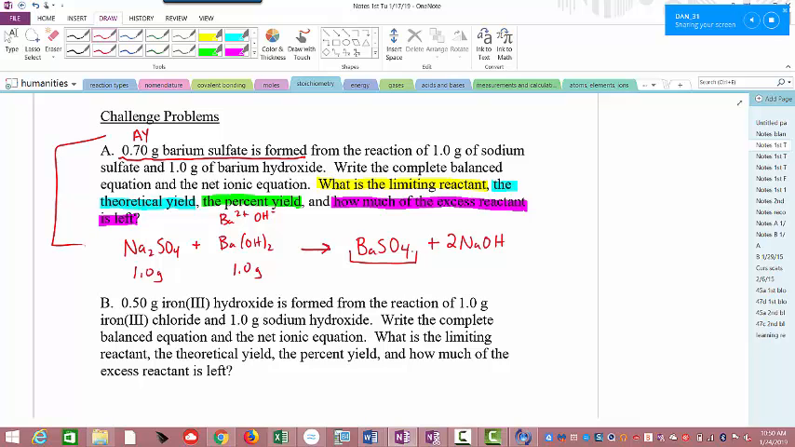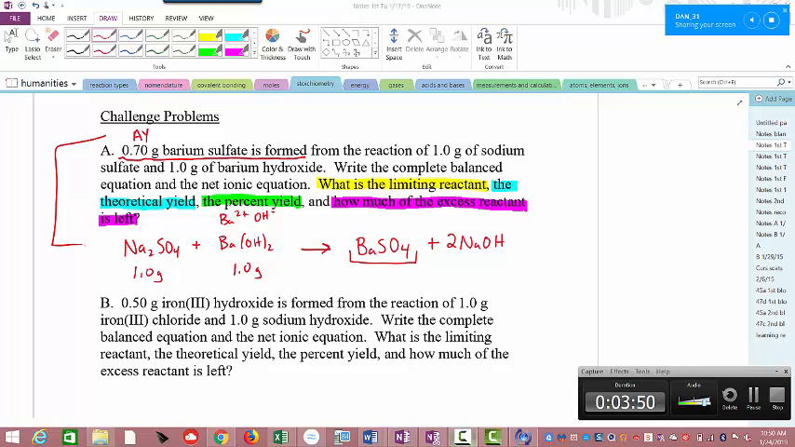This is how it'll be given on your quiz. You know your actual yield. You know the two amounts to start of your reactants to start your limiting reactant calculation. So work on this for about 10 minutes and then I will complete it for you.